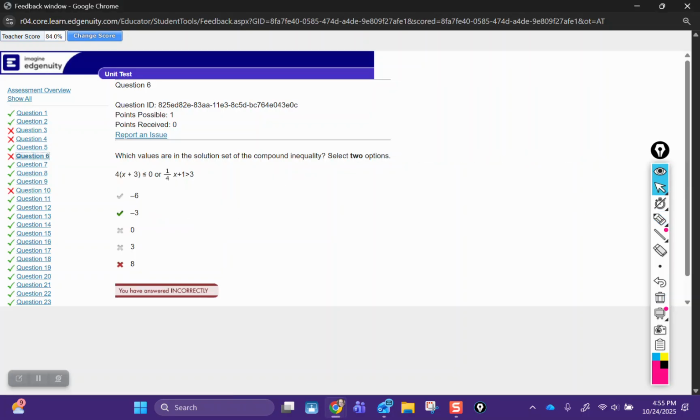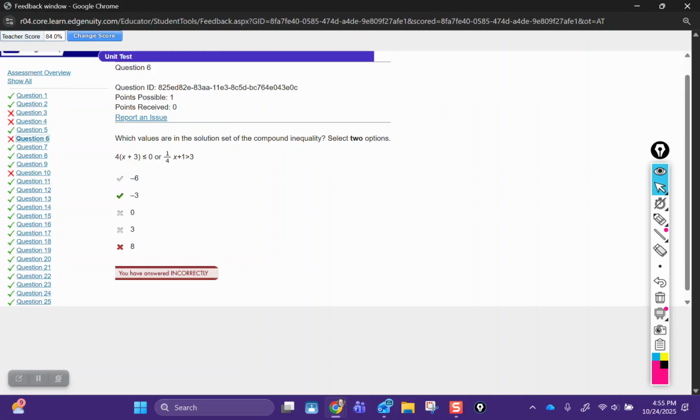Question 6, which values are in the solution set of the compound inequality? Select 2 options. So when we solve compound inequalities, we can solve them separately. So let me just write them out here.